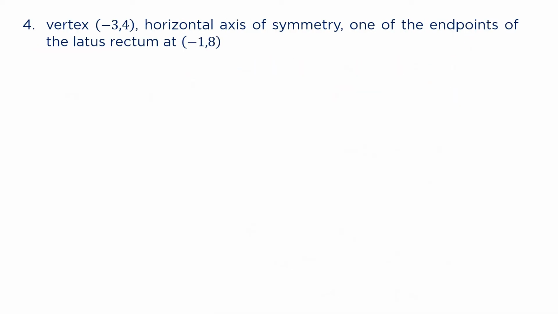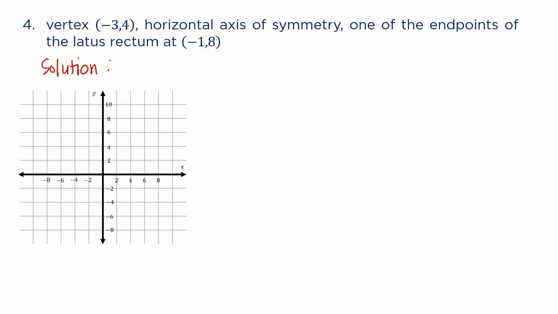Okay? For the last problem naman, given yung vertex at yung axis of symmetry at yung isang endpoints ng latus rectum. So, the same process. We will first plot the points. So, yung vertex ay negative 3, 4. So, nandito siya. Yan, this is our vertex, negative 3, 4. Okay? Yung axis of symmetry ay horizontal, meaning it will pass through the vertex, right? So, ito yung axis of symmetry natin. Okay, so yan.